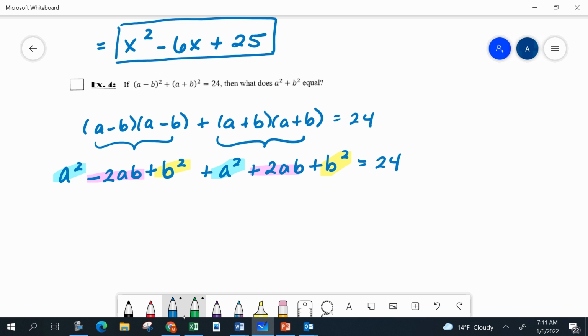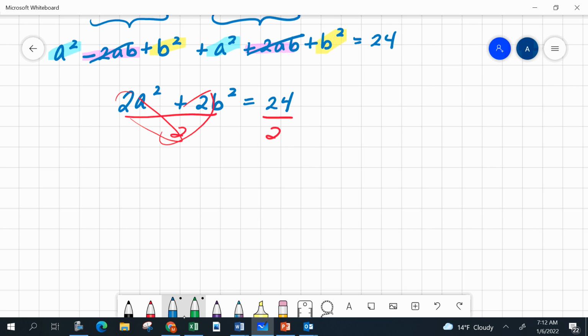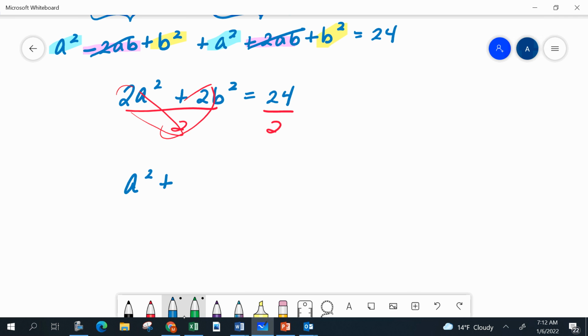Let's see what happens. A squared and a squared makes 2a squared. Negative 2ab and positive 2ab are going to equal 0. And then b squared plus b squared makes 2b squared. So just like that, we start seeing how we're going to get that a squared plus b squared. So what we're going to do is divide by 2. And when you divide by 2, you just need to make sure you're dividing both sides by 2. And what happens is we get a squared plus b squared is equal to 12. So what does a squared plus b squared equal?